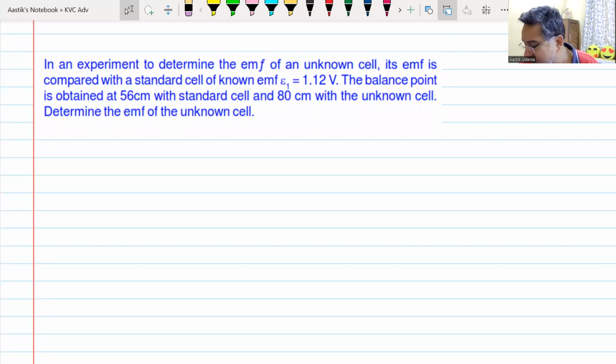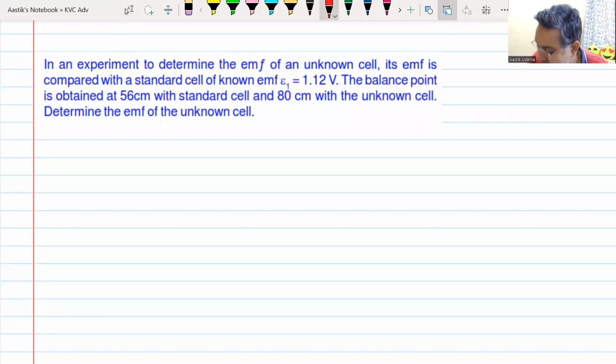So this is a question that you can solve. In an experiment to determine the EMF of an unknown cell, its EMF is compared with a standard cell of known EMF 1.12. The balance point is obtained at 56 centimeter with the standard cell and at 80 centimeter with the unknown cell. What is the EMF of the unknown cell? I hope you have understood the question. Yes or no? Yes, sir. I'll give you 2 minutes to give me the answer.